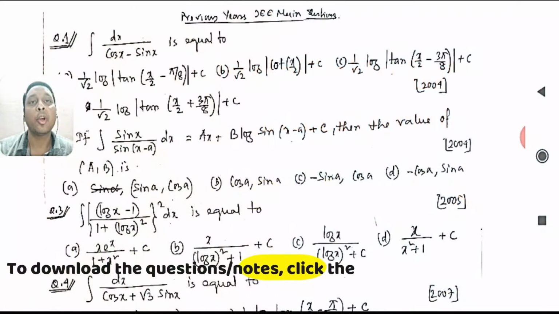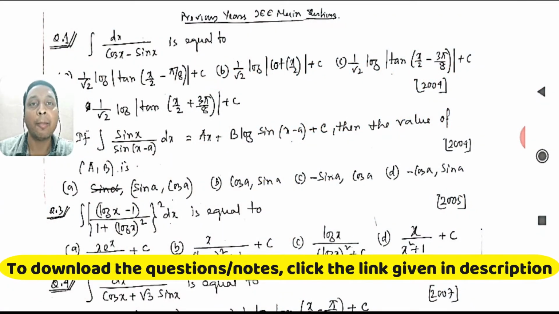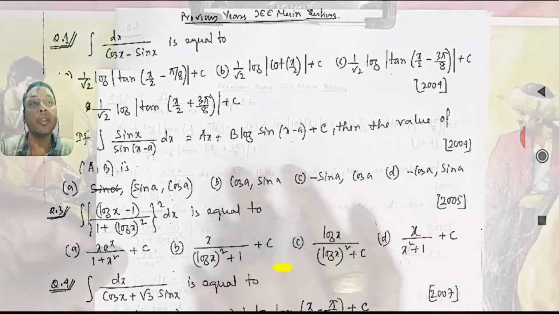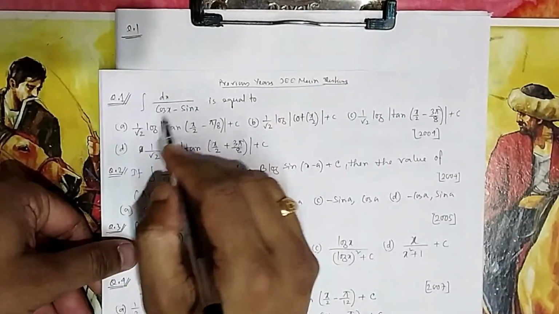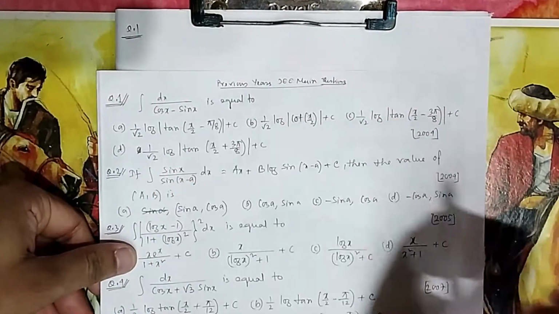Okay students, welcome you all to this new lecture at intermediate level, where we are solving previous year JEE Main questions on indefinite integral. So in this lecture we will be solving questions number 1, 2, 3. Okay, then let's try to solve these three questions. In question number 1, what is asked: integration of dx by cos x minus sin x is equal to.